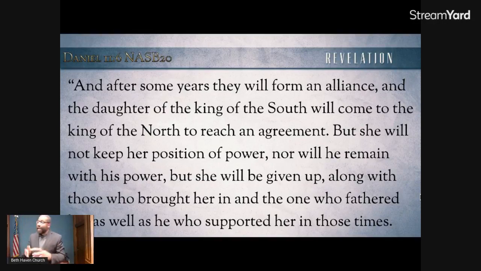After some years, they will form an alliance. The daughter of the king of the south will come to the king of the north and reach an agreement, but she will not keep her position of power, nor will he remain with his power, but she will be given up along with those who brought her in and fathered her, as well as he who supported her in those times. This is Daniel chapter 11, verse 6.